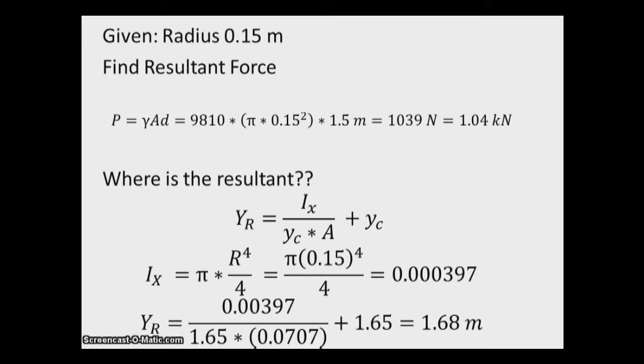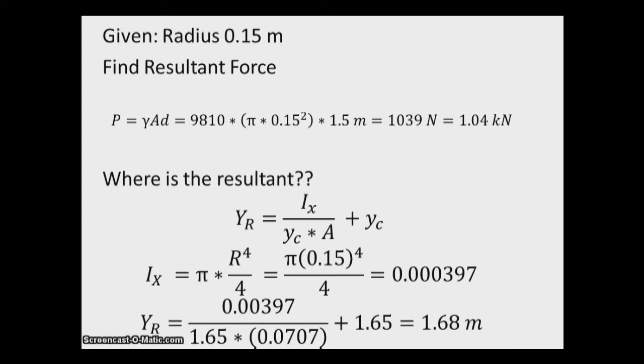And then she'll be like, oh, that's pretty cool, but maybe they'll want to know where the resultant force is at, because it's a circle and not a square, and maybe they can put 2 and 2 together that they won't be at the same place. So you can tell them that the resultant force is actually a function of the area, the centroid, and the first moment of inertia about the bending axis. And this simply states that the resultant will be the moment of inertia over the centroid times the area plus the centroid distance.